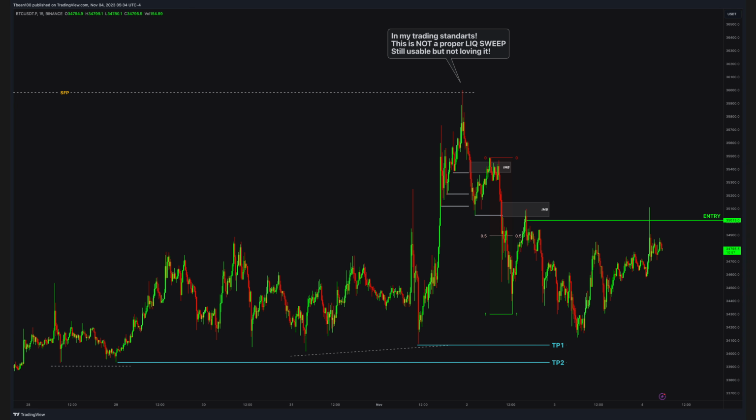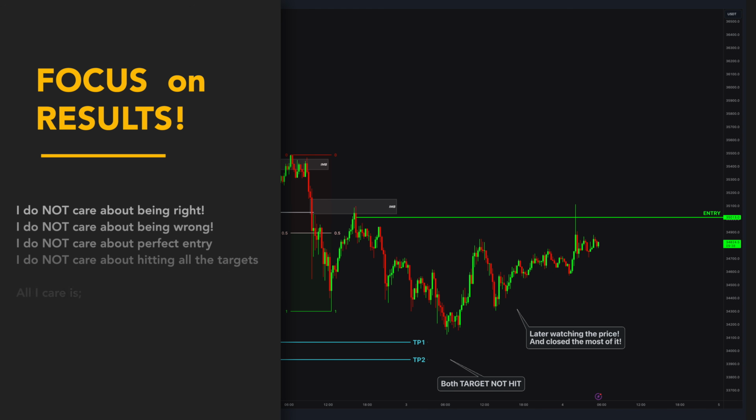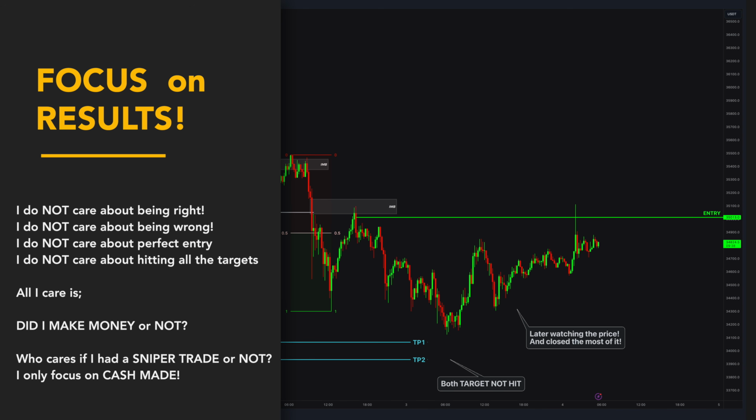Now this is the reality of trading. There is no 100% certainty. At the end of the day, I do not care about being right or being wrong. I do not care about all my targets being hit or whether I have a perfect entry. All I care is this. Did I make money or not? So, do not be attached to trade setups. Take your profits and leave.